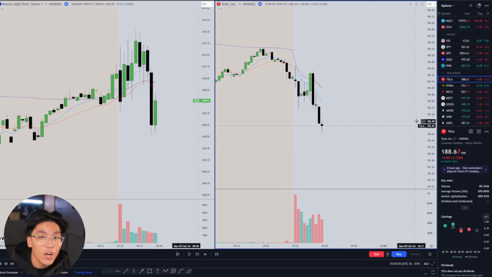So just by basing off this information right here, we're going to be wanting to short Tesla. If we had a thesis that the market wants to head lower, we're going to be looking to short Tesla because it's already relatively weak.